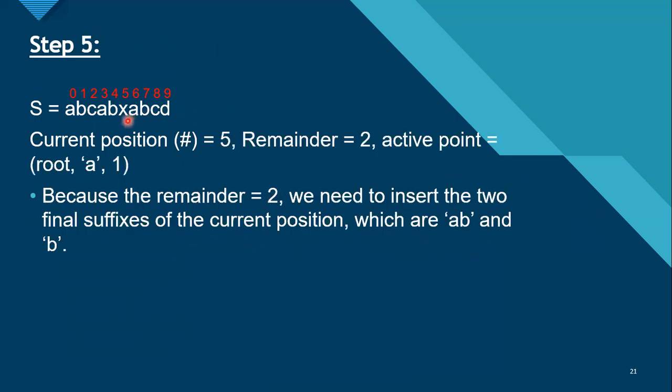So at step 5, our current position is 5. Since we just started a new step, our remainder is incremented by 1, it becomes 2. Our active point from the previous step is root A1. We are now processing this character B, and the remainder tells us how many suffixes we need to insert in the current step. So we now need to insert the 2 final suffixes from the current position. Our current position is B, so the 2 final suffixes will be AB and B.